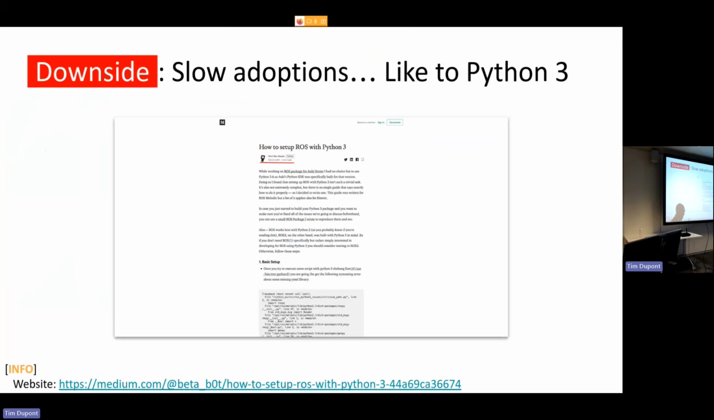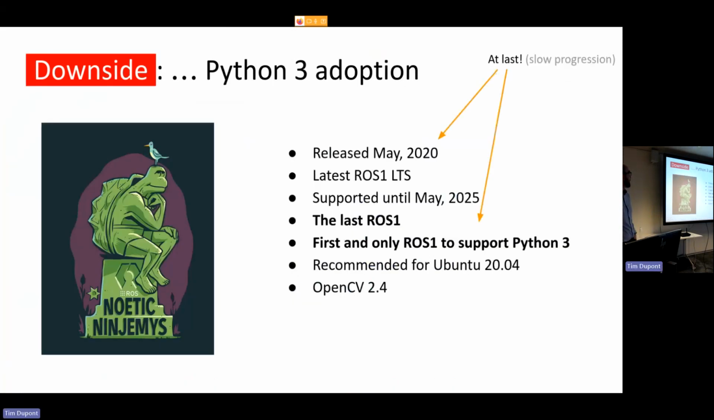There are a lot of downsides, and I really want to include a few of them. It's important to know the benefits, but also the downsides. One downside is the slow adoption of technology at times. In the past, there was the move from Python 2 to Python 3. I know that in the computer science world, adoption of Python 3 was extremely slow, but here it was even worse. In 2020 there was the first ROS release, the ROS we're going to use today, that completely supported Python 3.